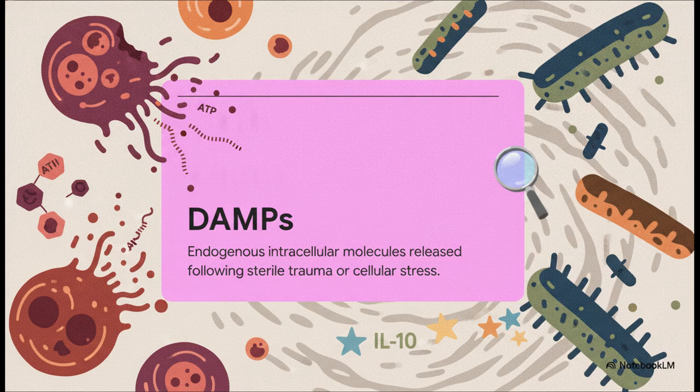ATP and mitochondrial DNA are endogenous DAMPs. They naturally live inside human cells and spill out during sterile trauma or cellular stress. On the flip side, LPS and peptidoglycans are exogenous PAMPs, pathogen-associated molecular patterns, meaning they come from bacterial cell walls. And IL-10? Well, that's just an anti-inflammatory cytokine.